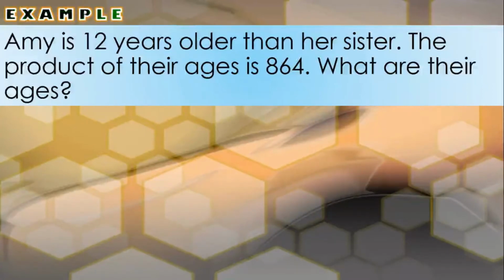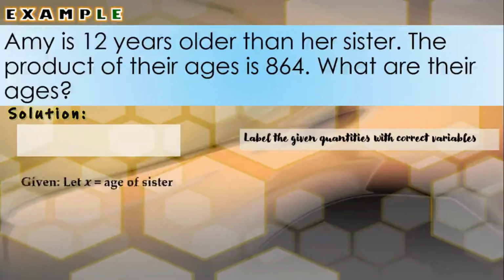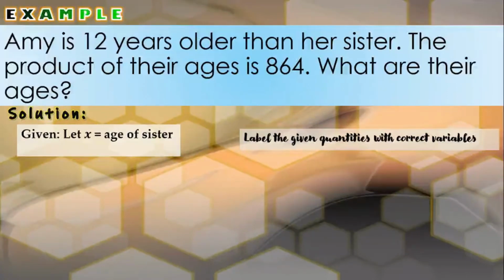What are their ages? Now, our solution, the first step is to label the given quantities with correct variables. So, let x be the age of her sister and x plus 12 is Ami's age. Now, bakit tayo merong plus 12? Kasi nga, mas older si Ami kesa doon sa kanyang sister.